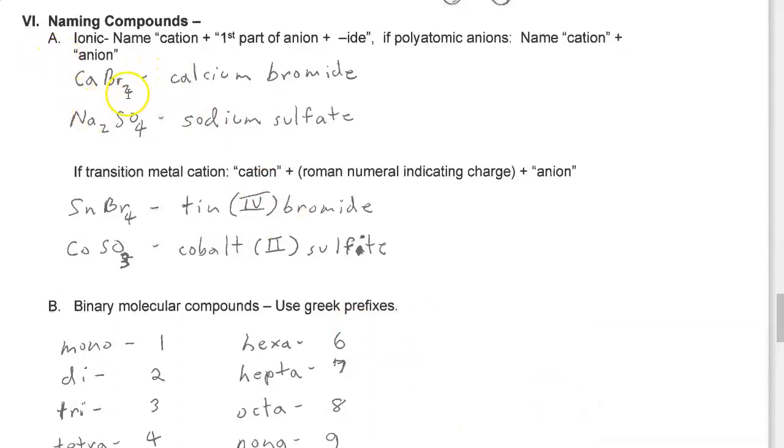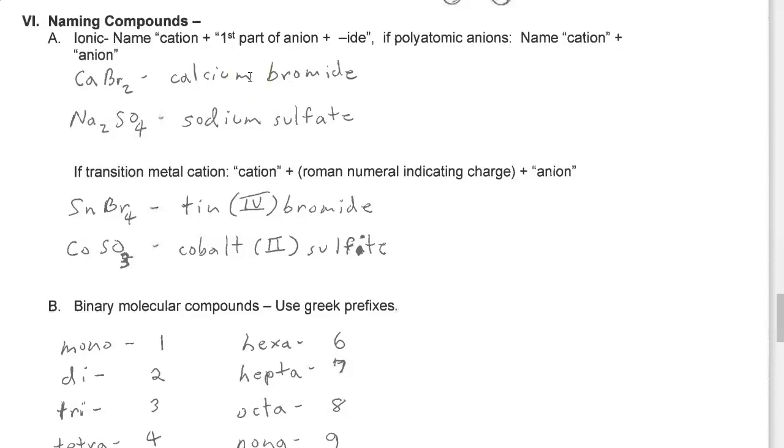So CaBr2, name that compound. Well, my cation is what? Calcium. My bromine here, take off the ending, put on an "ide," so this becomes calcium bromide. And that's it. Now, if you called this calcium dibromide, would that be wrong? That would be wrong. It's calcium bromide.